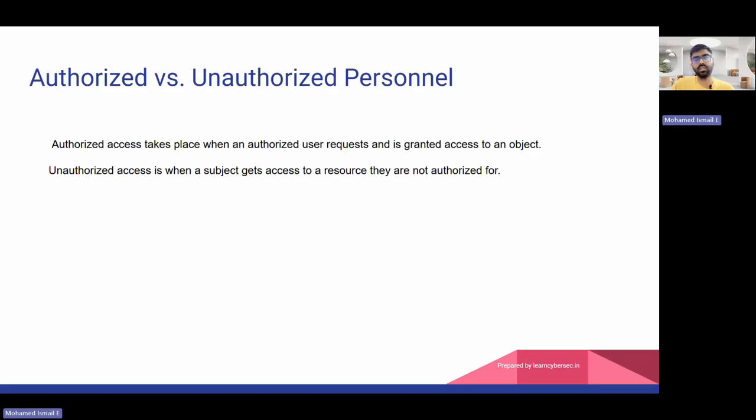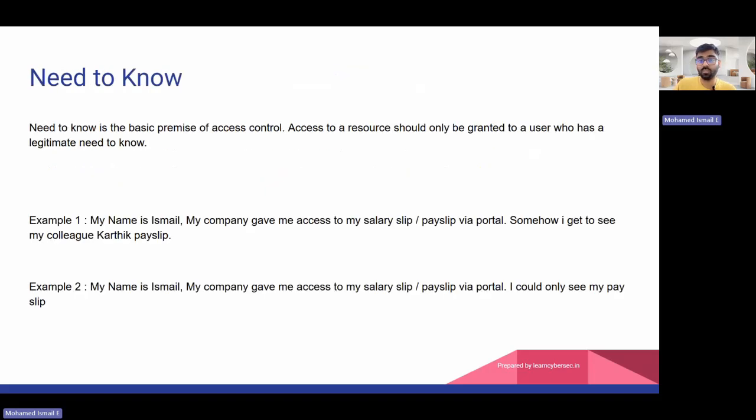Authorized access takes place when an authorized user requests and is granted access to an object. Unauthorized access is when a subject gets access to a resource they are not authorized for. Need to know is the basic premise of access control. Access to a resource should only be granted to a user who has a legitimate need to know.